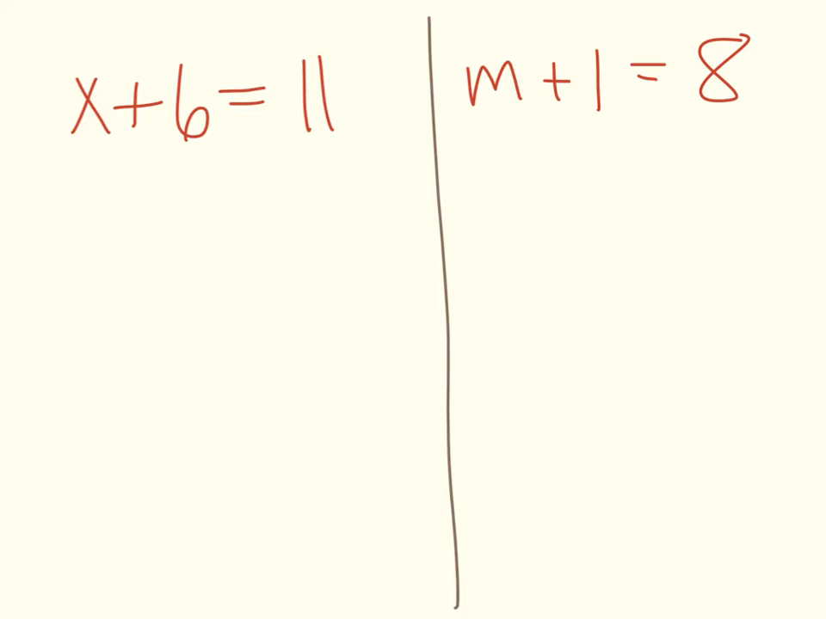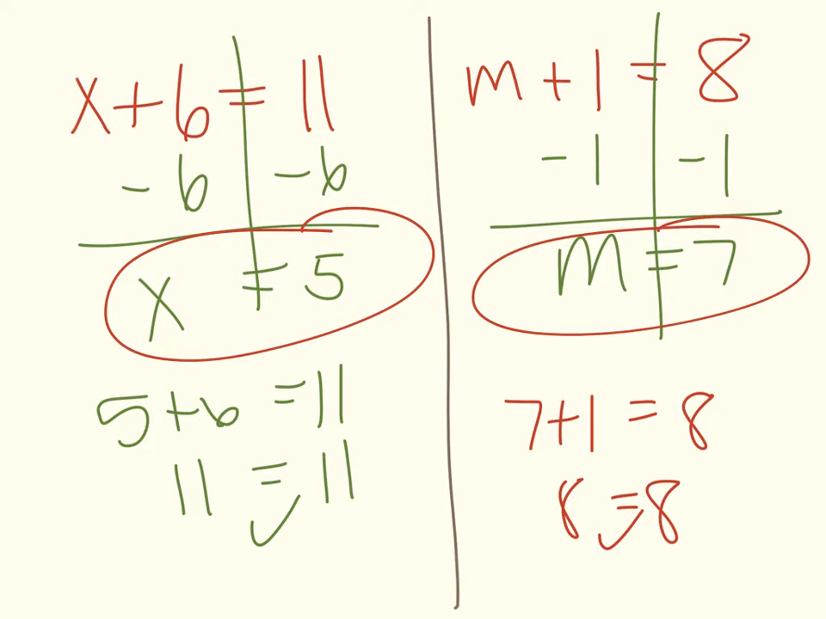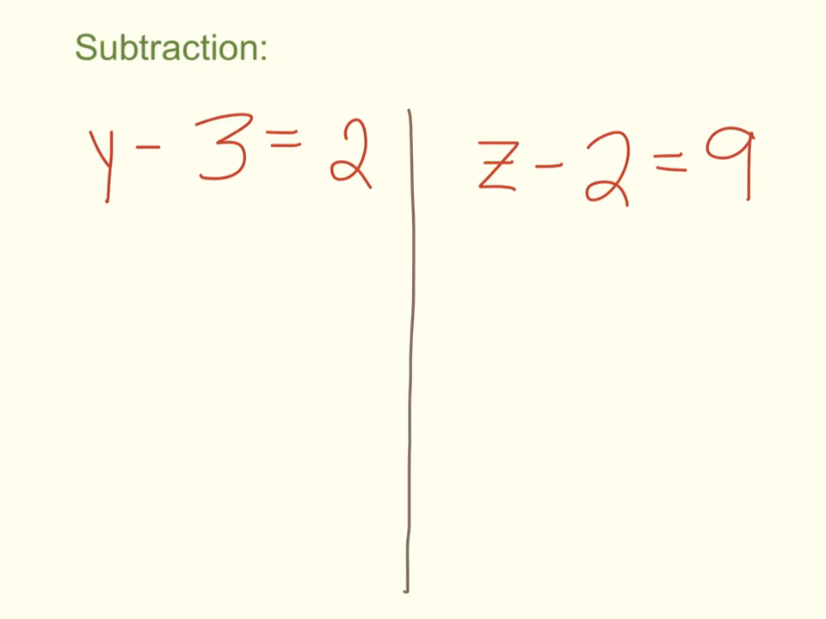Go ahead and try these two examples on your own, and once you think you have an answer, start the video again and you can check your answer with mine. If you go ahead and look, you'll see that in our first example that you were doing by yourself, x is equal to 5, and 5 plus 6 is 11, so that works. In our second example, m would be equal to 7. Let's move on to subtraction.